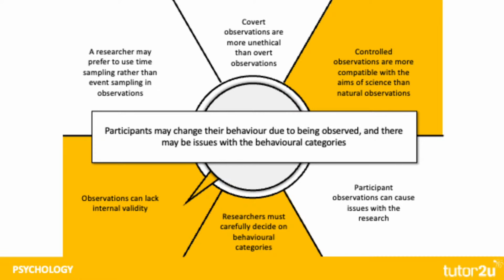Really, we're sort of looking for an inference to demand characteristics. So with observations, participants may change their behaviour due to being observed, and there may be issues with the behavioural categories as well. So if participants are changing their behaviour because they know they're being observed, then you're possibly not measuring what you intended to measure, and that can impact the validity. Well done. Thank you for your contributions there.